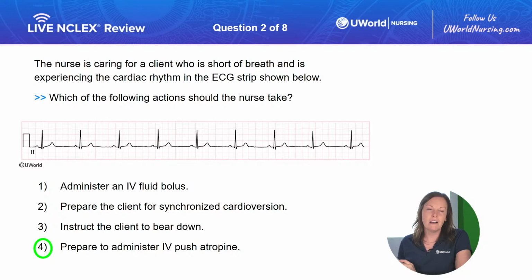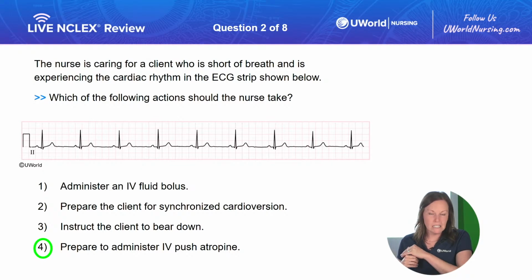So we can see on here, again, these are 10-second strips. So we have a beat of 1, 2, 3, 4, 5, 6, 7, 8, 9. So we have 9 QRS complexes. So that's going to indicate our beats per minute. We're going to take that number times 6 because, again, this is a 10-second strip. We have 60 seconds in a minute, so we're going to find the right number to multiply to get our beats per minute. So we have 54 beats per minute, so we have sinus bradycardia.